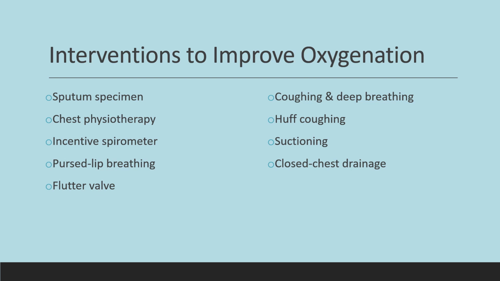A flutter valve is used for breathing therapy. It can make it more comfortable and easier for the individual to clear mucus to help reduce and prevent atelectasis and reduce air trapping in the lungs. This will assist in coughing up mucus to clear the airway. Coughing and deep breathing will assist in clearing the lungs of mucus and pus and prevent atelectasis and pneumonia.